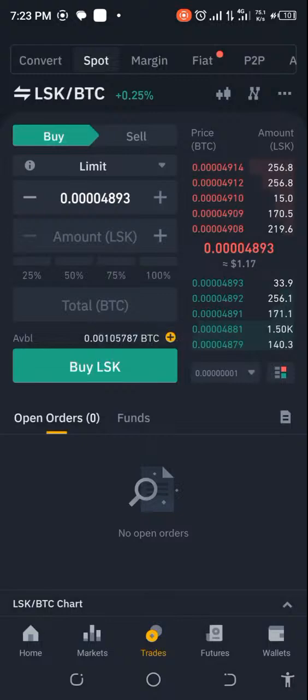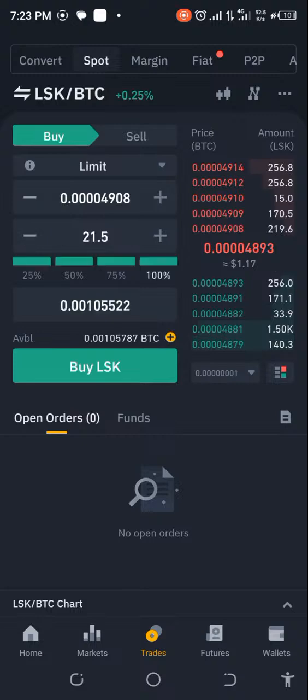If I pick this amount, what would it give me? Oh, that's 4908. Wow, that's going to give me less than what I want. Let me see what that's going to give me. It's going to give me 21.5. Okay, should I go ahead with that?